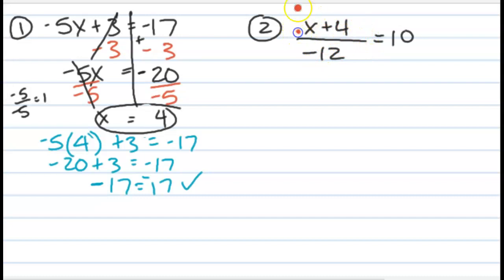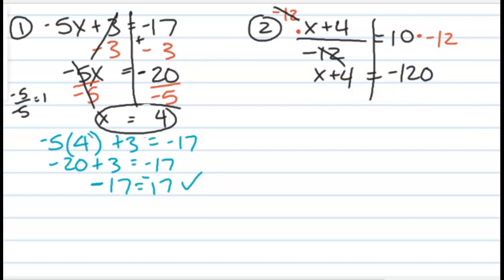We talked about the opposite of division being multiplication, and I'm going to multiply by exactly that number that is being divided. It's going to end up canceling out for me here, for the same reason negative 5 over negative 5 is 1. I get negative 12 over negative 12. On that side, I'm left with x plus 4. And then over on this side, I get 10 times negative 12, which is negative 120. I go on with my solving.